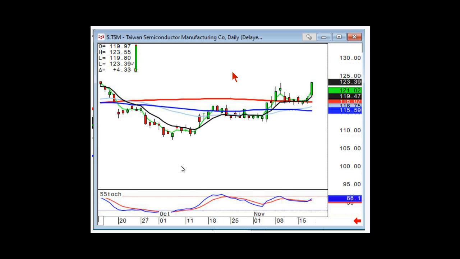That's a J-hook type pattern. I'd stay long on Taiwan Semiconductor.